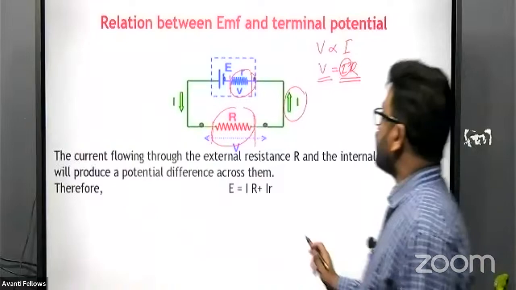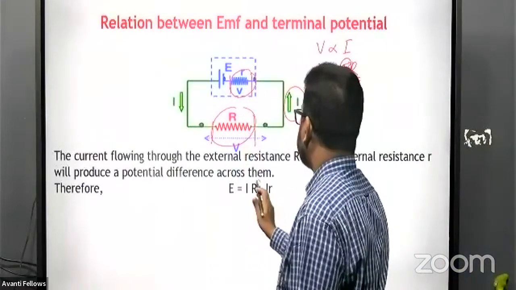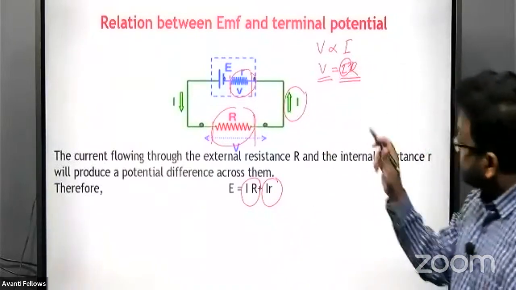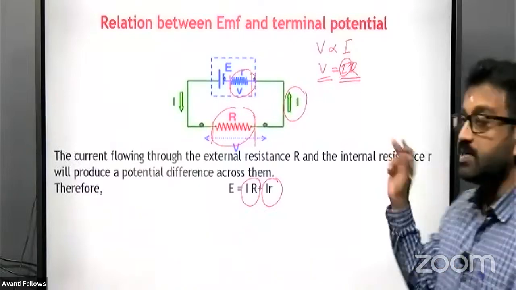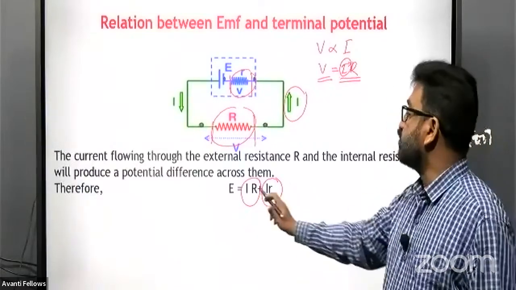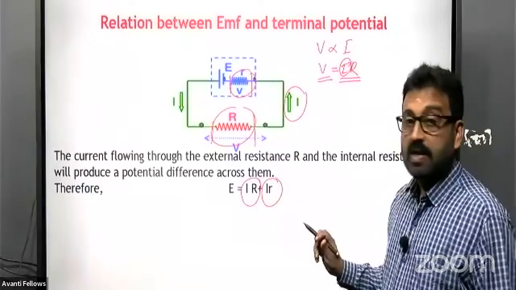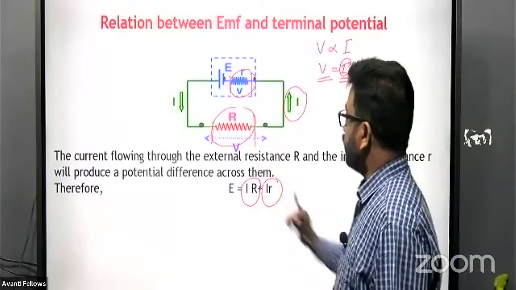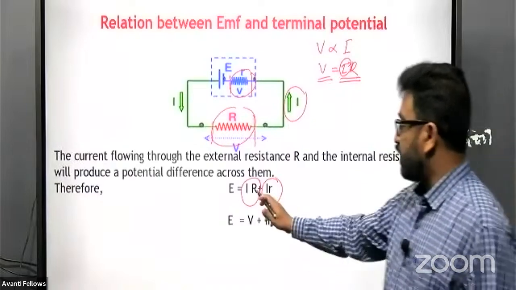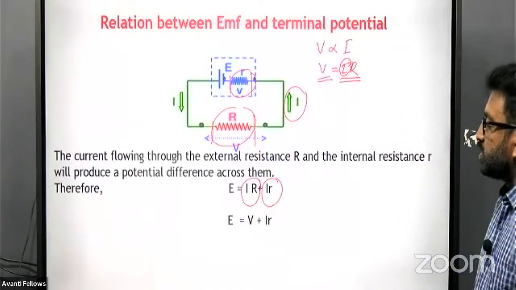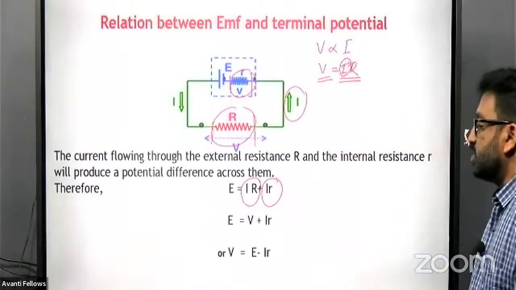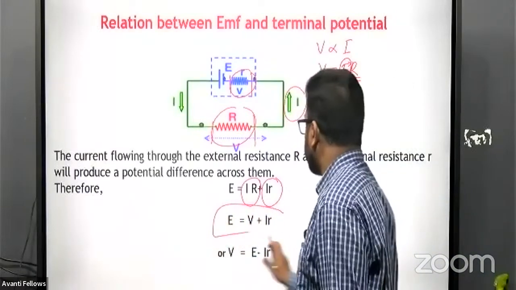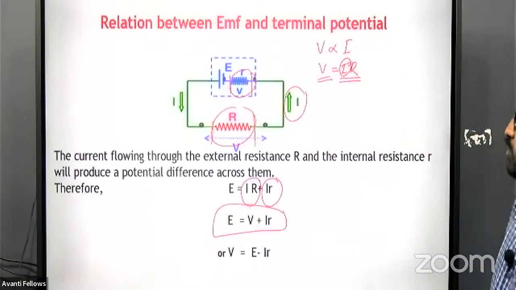The potential difference produced at the external resistance is I multiplied by capital R. At the internal resistance, it is I multiplied by small r. The same current is flowing through both the resistors, external as well as internal. So it produces I capital R at the external resistor and I small r at the internal resistor. The total gives the total EMF of the cell. So this IR is termed as V, the potential difference, and this is I small r as it is. So V can be taken as equal to E minus Ir. From this equation, we can take V equals E minus Ir.